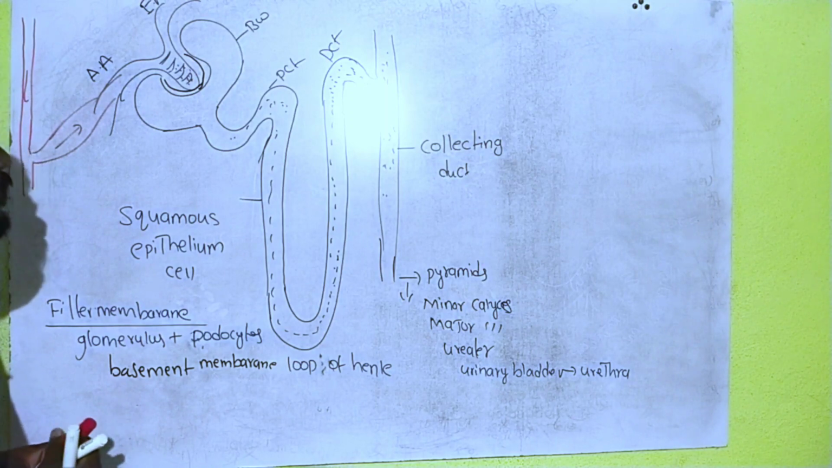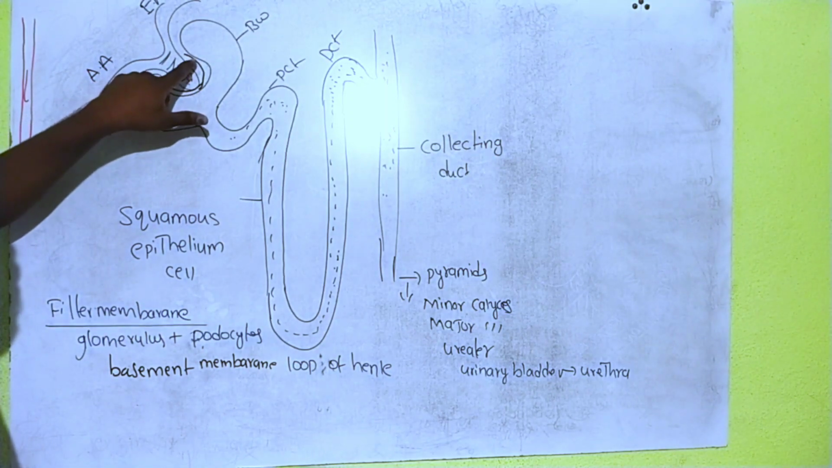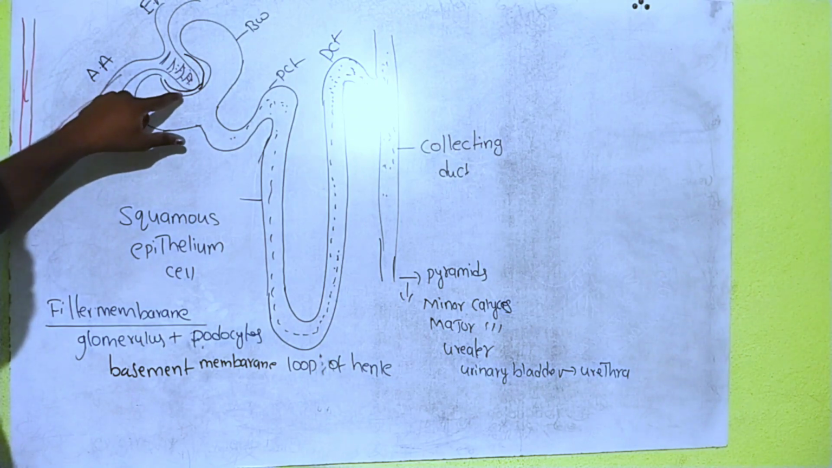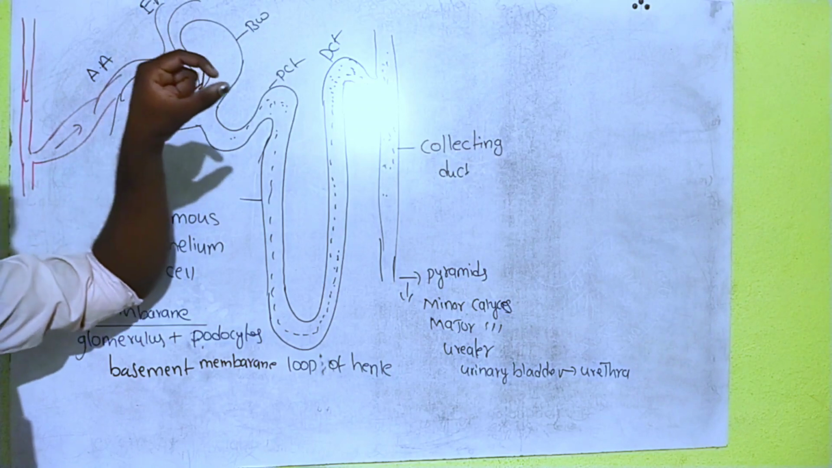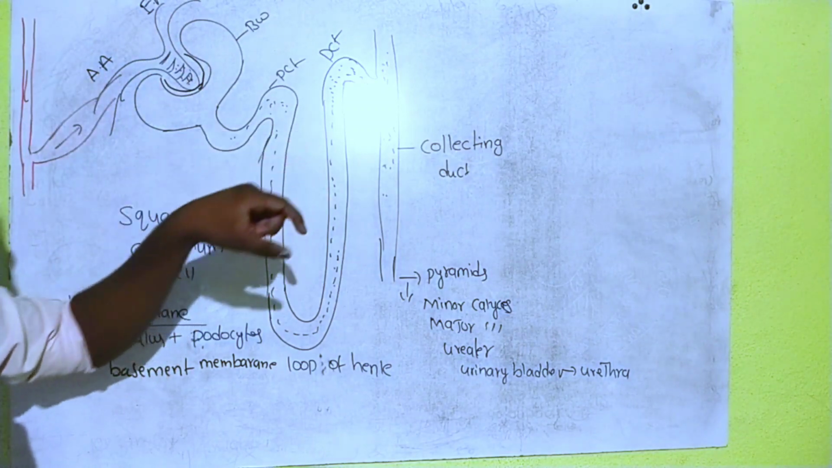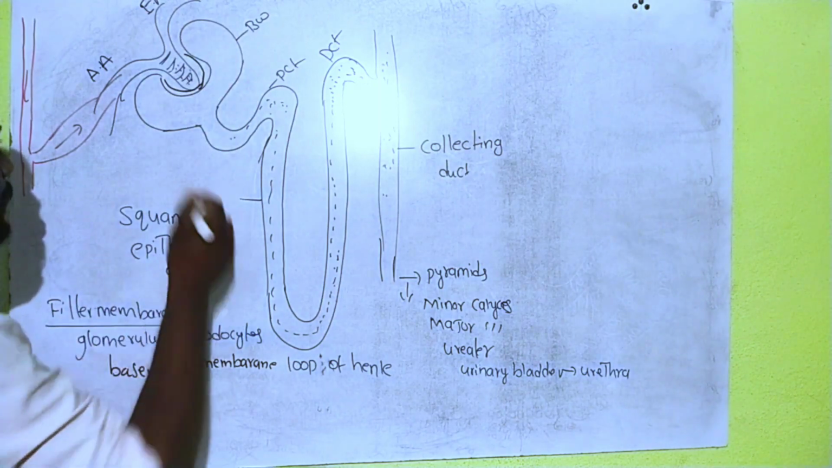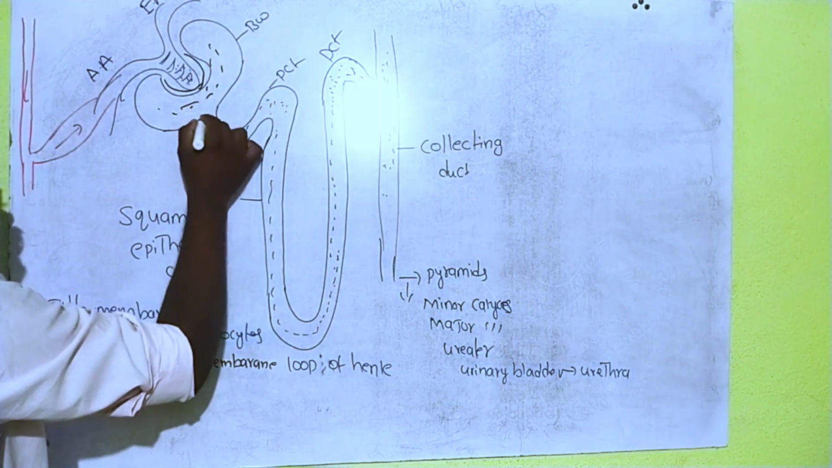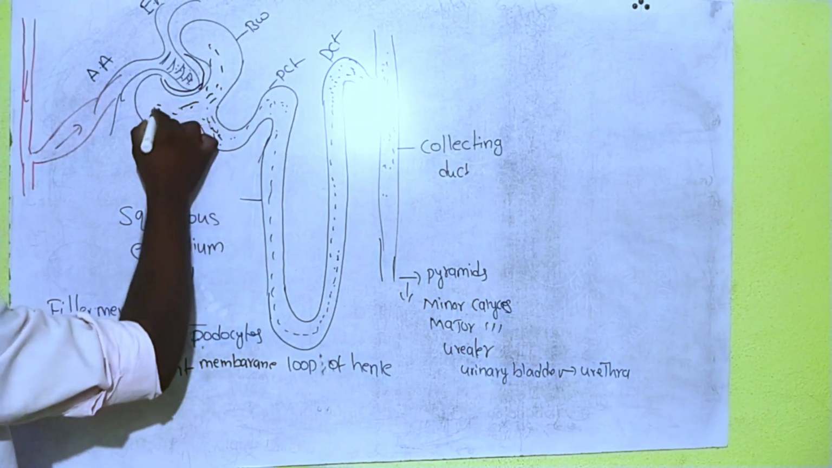Why do we call it the filter membrane? Because the glomerulus blood is filtered and comes to the basement membrane. From the basement membrane it filters into the Bowman's capsule through the pores in between the podocytes, that is, through the slit pores. The filtered fluid comes into the Bowman's capsule. This is the primary urine.